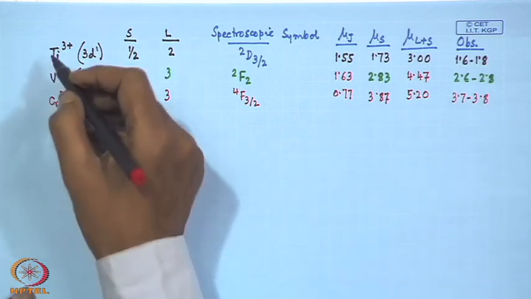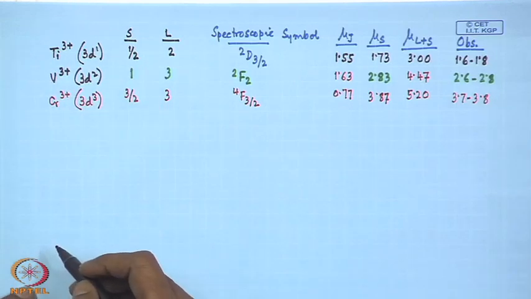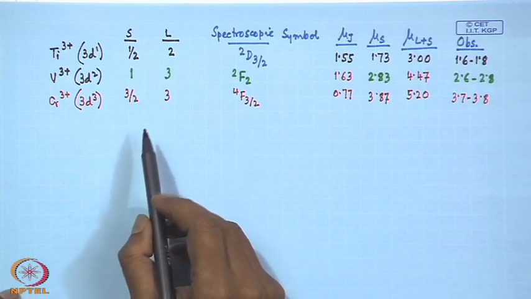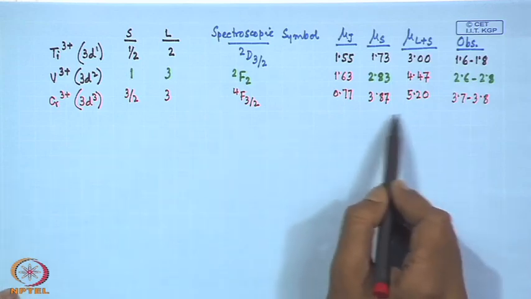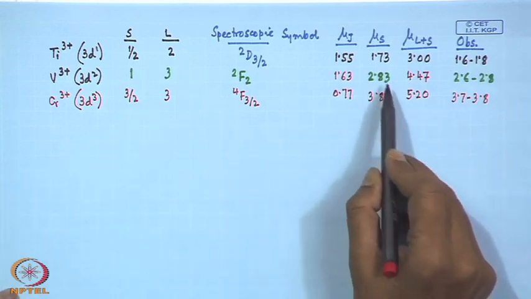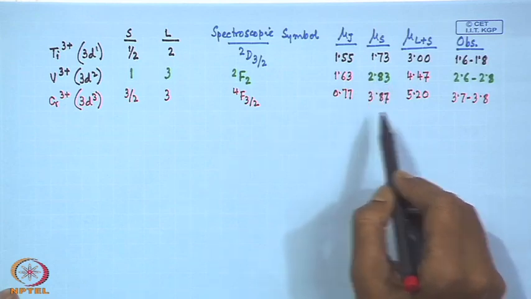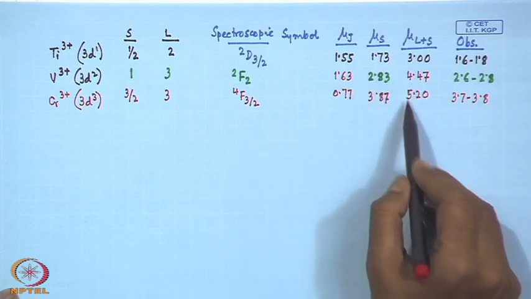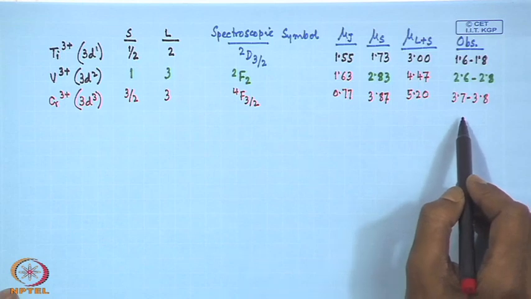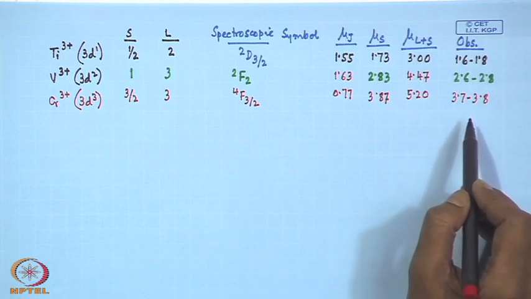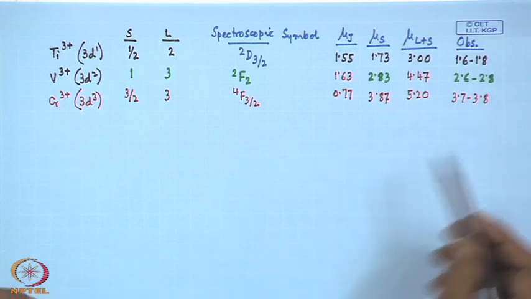So, when we continue and fill up the entire table, in our next class we will find that there will be some values where the mu spin only is not the exact value, but it can have a value close to mu L plus S. That means it can have the corresponding orbital contribution towards the magnetic moment. Thank you very much.